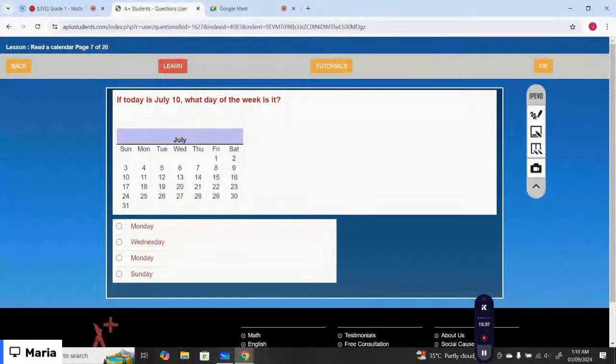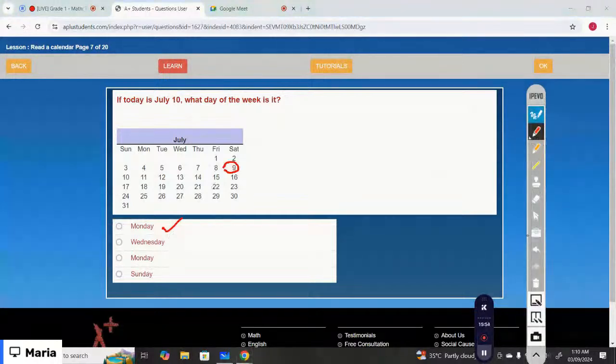If today is July 10th, what day of the week is it? So you have to see on July 10th what day it is, right? Here is July 10, right? So the day on July 10 is Sunday. The correct option is Sunday.